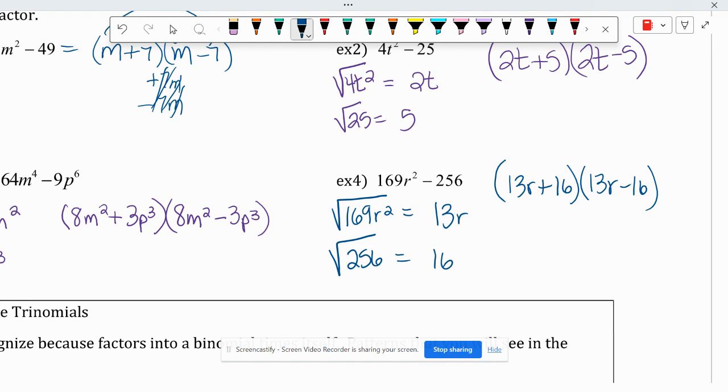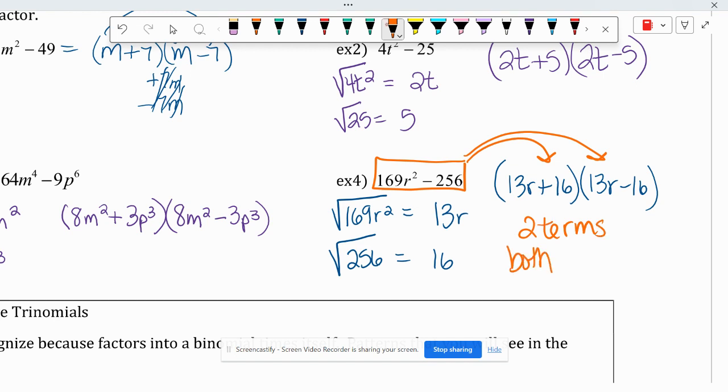How do you feel about that? How do we recognize this? How do I recognize what's special about this, and how do I know that it factors into this? Two terms, and they're both what? They're both perfect squares. So you have a quadratic with two terms. They're both perfect squares, and they're joined by a minus sign. That's how I recognize it, okay?